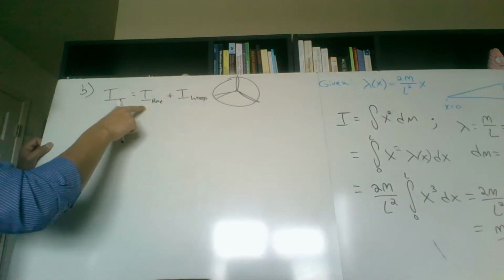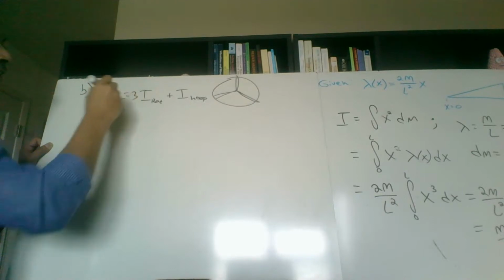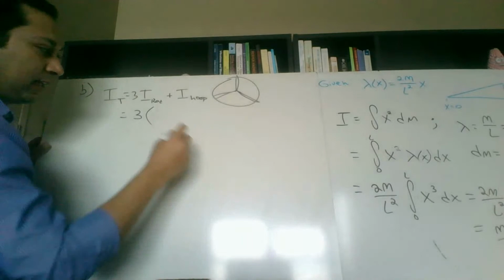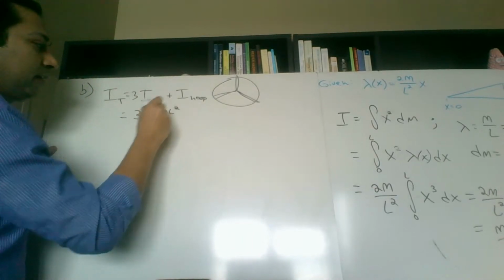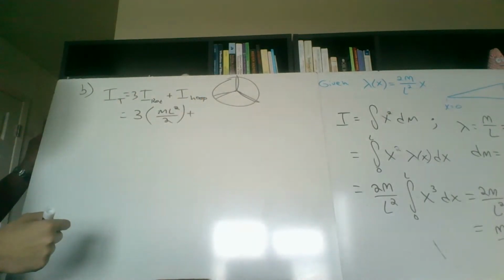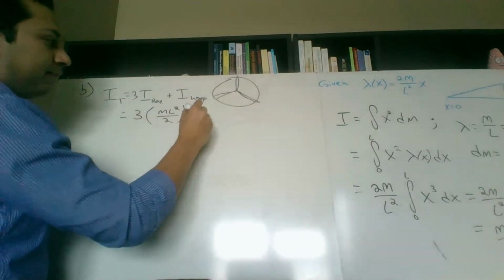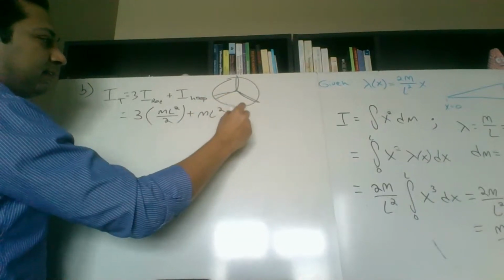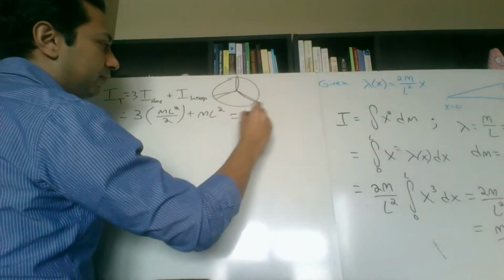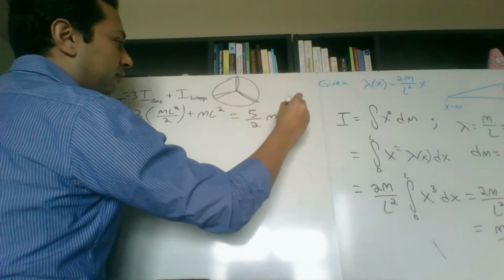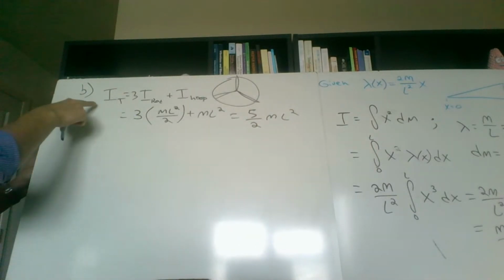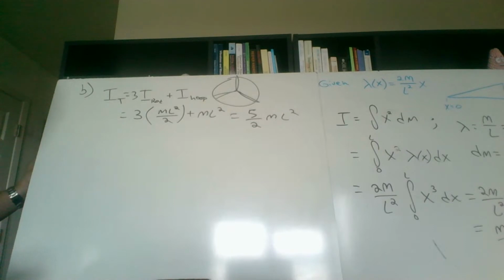So how many of these rods do we have? We have 3 of them. So you have 3 times I of the rod, which we already solved for over there. It was ml squared over 2, plus the moment of inertia of a hoop, which is equal to ml squared. And so adding this together, you're going to end up with 5 over 2 ml squared. So that's the total moment of inertia I of that system.